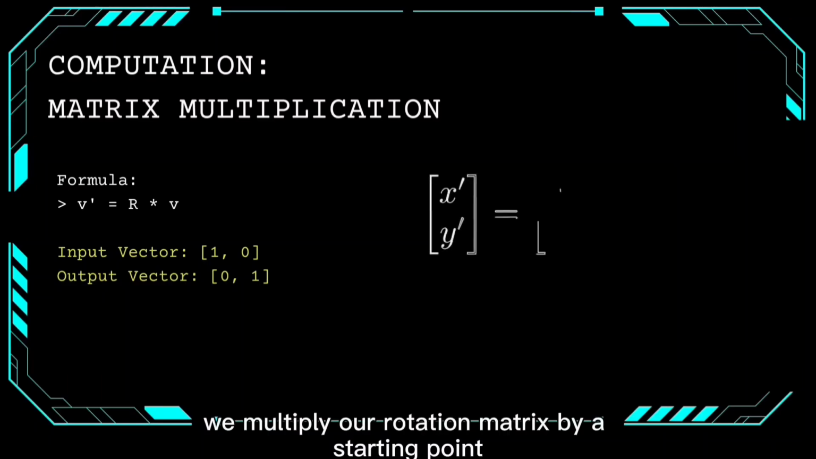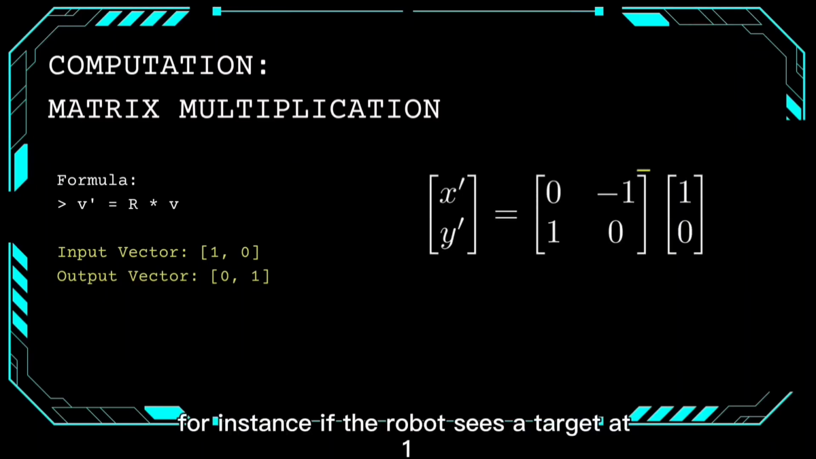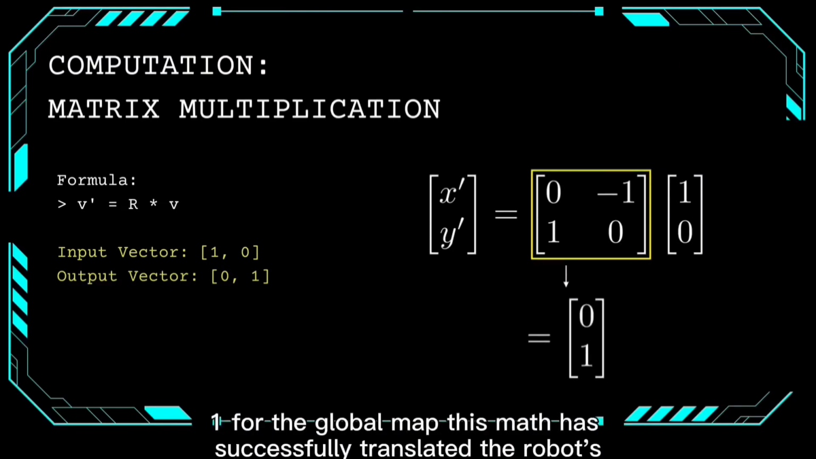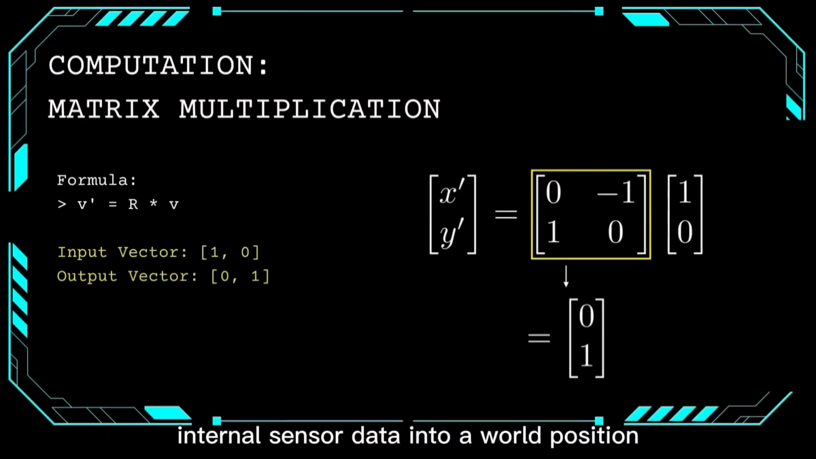We multiply our rotation matrix by a starting point. For instance, if the robot sees a target at (1, 0) in its own local view, this calculation outputs (0, 1) for the global map. This math has successfully translated the robot's internal sensor data into a world position.